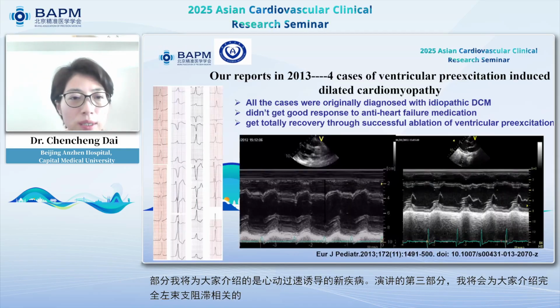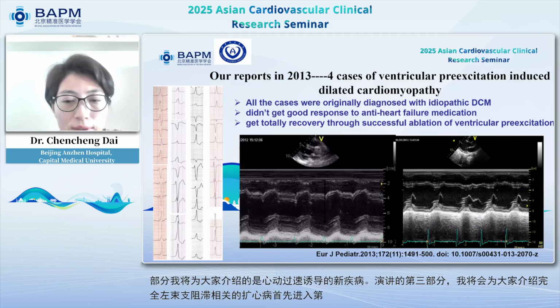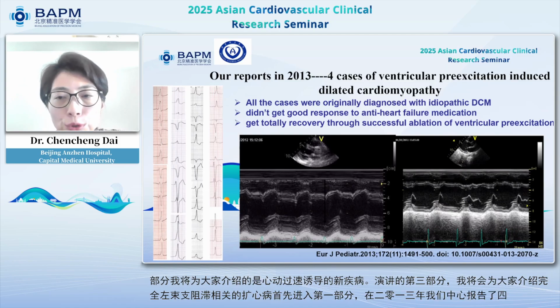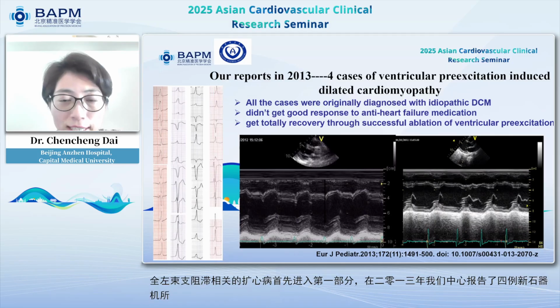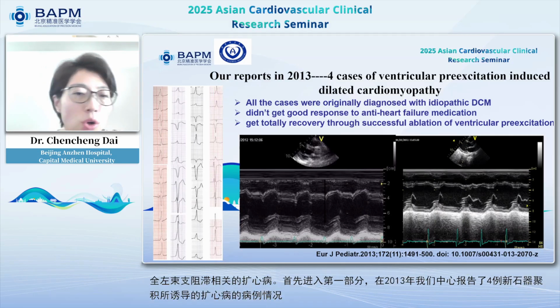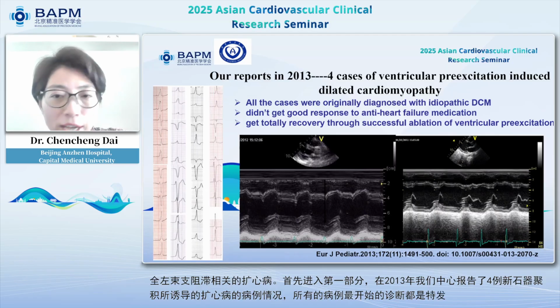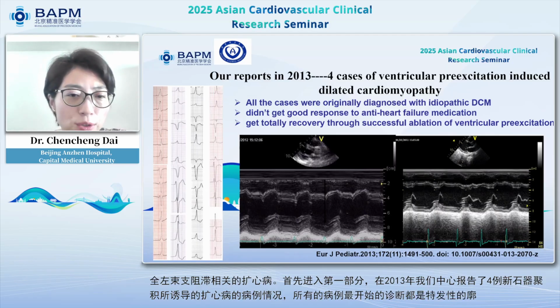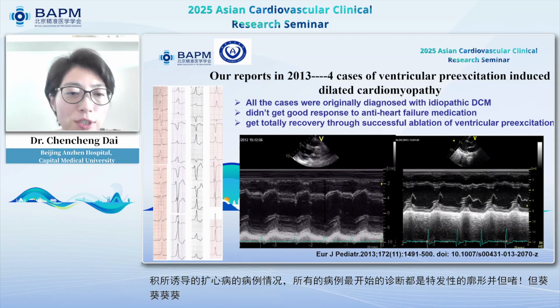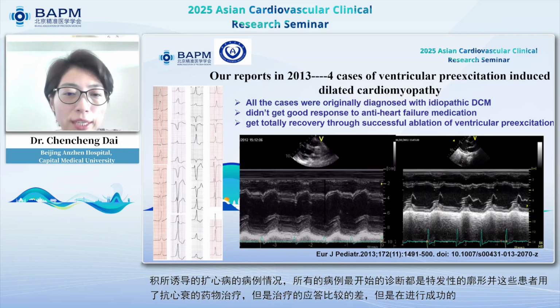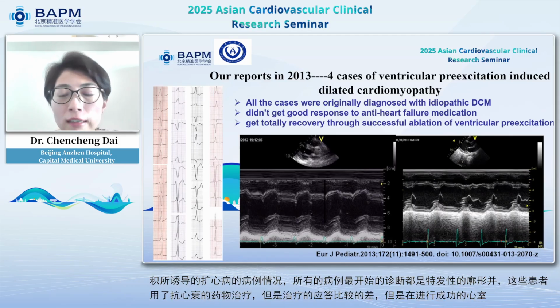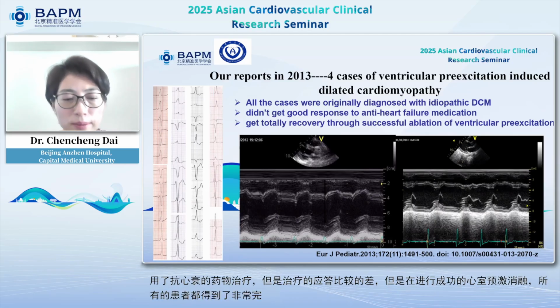The first part: in 2013, we first reported 4 cases of ventricular pre-excitation-induced dilated cardiomyopathy. All the cases were originally diagnosed with idiopathic dilated cardiomyopathy. The patients didn't get a good response to anti-heart failure medication. However, after successful ablation, all the patients had total recovery of the ventricular function and size.